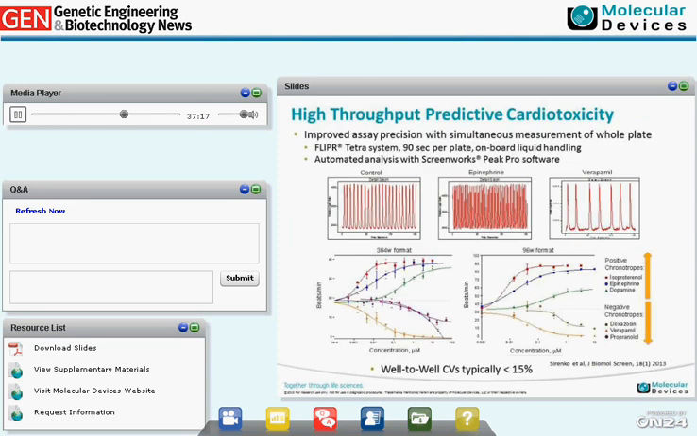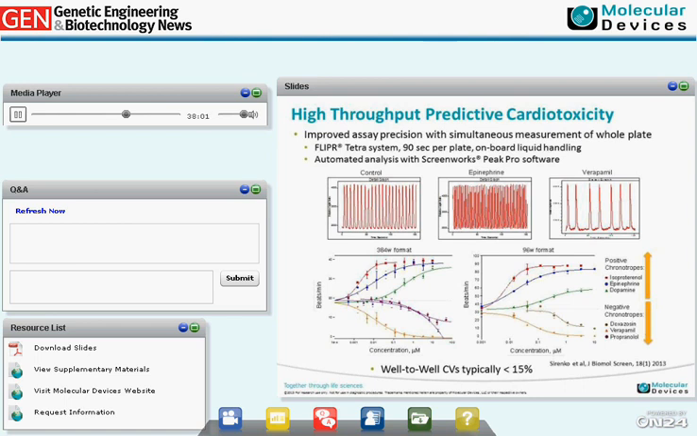There are limitations to doing this on a microscope system. We can measure one well at a time using the system. So we've developed methods on our FLIPR Tetra system, which is a whole plate imaging system doing fast kinetic measurements. So now we can integrate the signal from a well at a time, and we can do a whole plate in about 90 seconds. And so now, again, you can transform this assay into a system which is amenable to high throughput. This is also high content because not only are we looking at the beat rate, we're looking at multiple other parameters from the toxicity and doing this automatically with our ScreenWorks Peak Pro software.